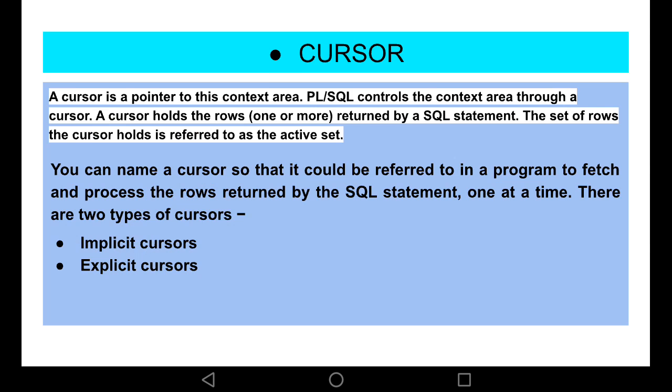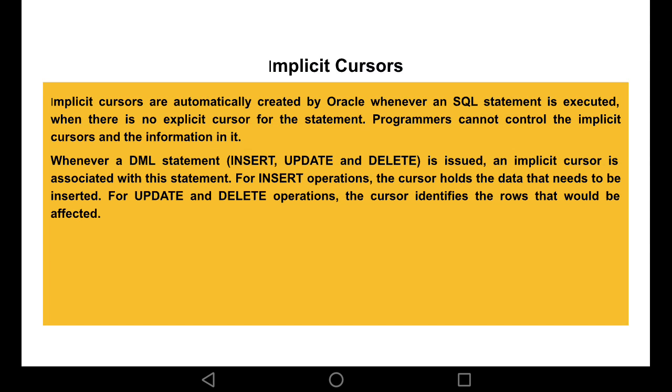So quickly, what is an implicit cursor? Implicit cursors are automatically created by Oracle whenever an SQL statement is executed. Generally, when any SQL statement is executed, implicit cursors are automatically created right after that. When there is no explicit cursor for the statement, programs cannot control the implicit cursor and the information in it. Whenever a DML statement like insert, update and delete is issued, an implicit cursor is associated with the statement. For insert operations, the cursor holds the data that needs to be inserted. For update and delete operations, the cursor identifies the rows that would be affected.